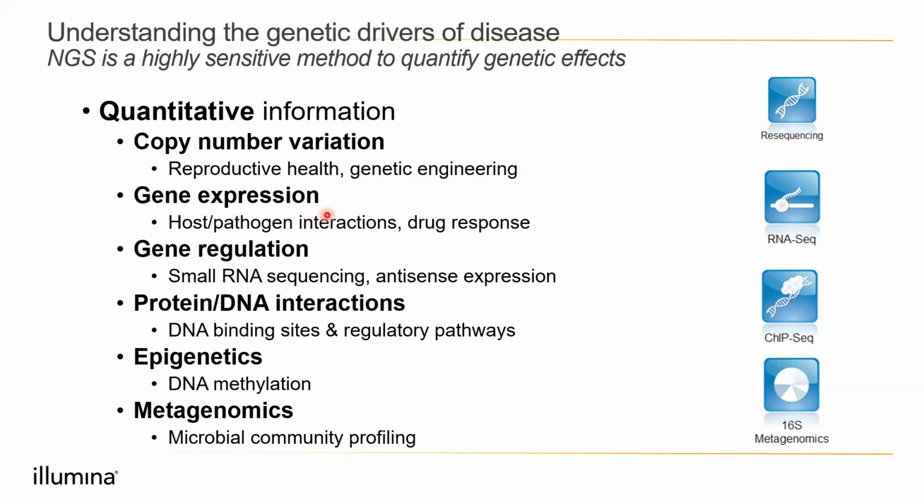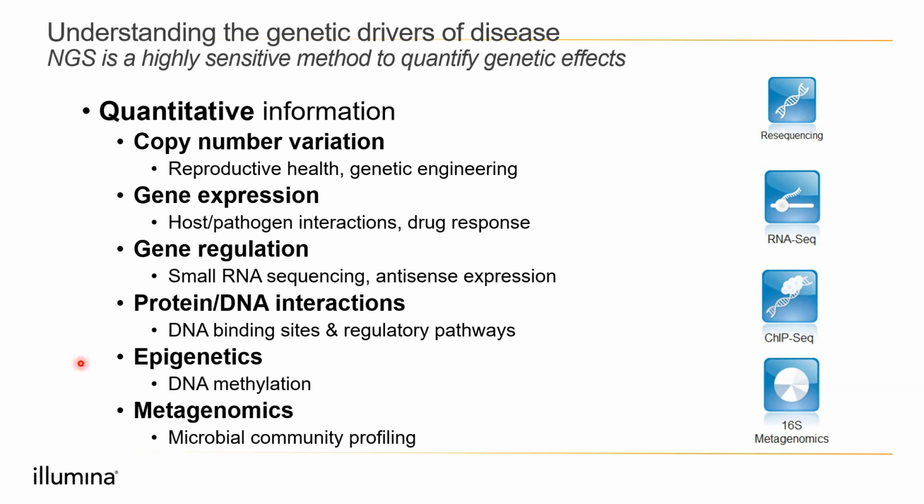You can check for expression changes. You can check your gene regulations. You can basically sequence the methylome also. So epigenetics, this can be done, and also your environmental DNA. You can profile what microbes are present in your sample or whatever environmental DNA you are targeting. So this is the information that you can get from NGS, and that is the edge that it offers.